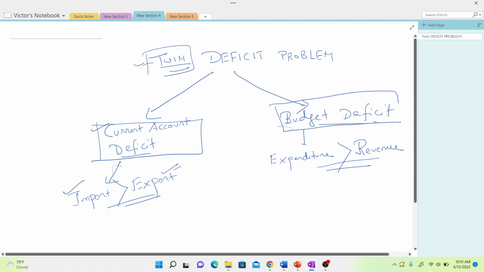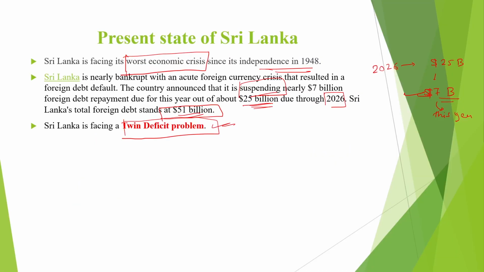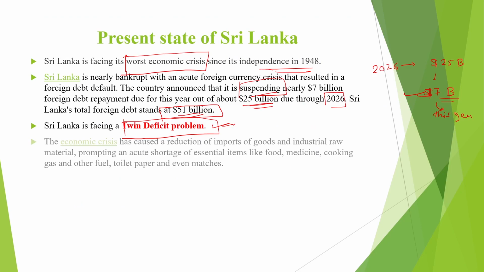Budget deficit essentially means expenditure is greater than revenue, and current account deficit means import is greater than export. So both of these things are happening for Sri Lanka right now. Why is this happening? I'll explain to you in a very short while. Okay, continuing with the present state.